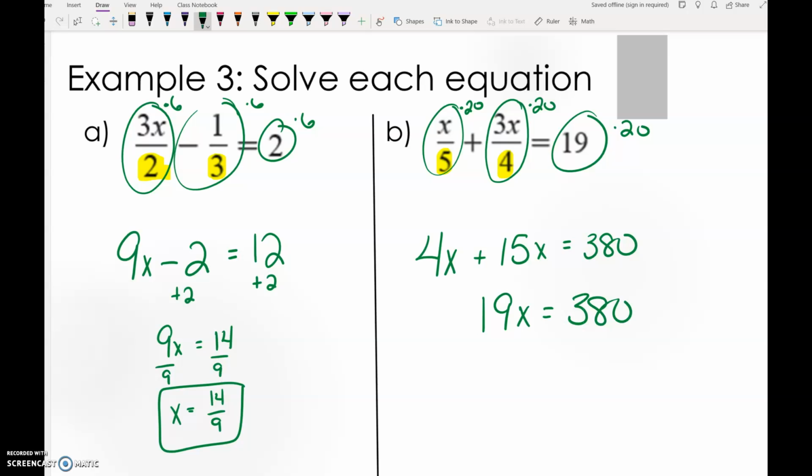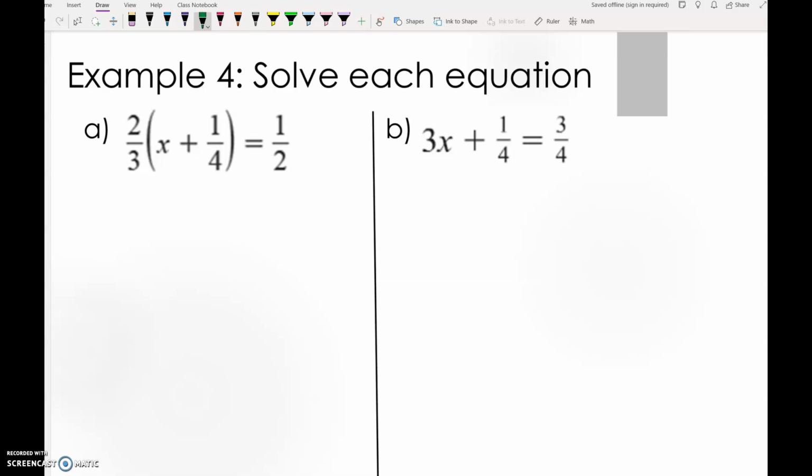Okay, let's move on. So I was just saying before the video started, when you see parentheses, distribution isn't always the best bet. In this case, I really don't want to distribute 2/3, so I'm going to multiply both sides by 3 halves. That will get rid of this entirely, so I'll have x plus 1/4 on the left. And on the right, 1 times 3 on the top is 3, 2 times 2 on the bottom is 4.